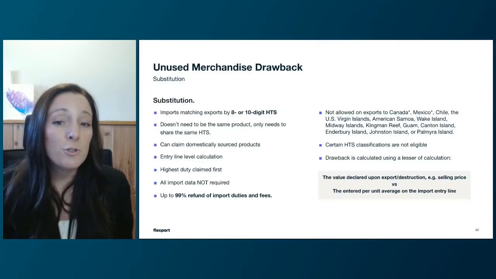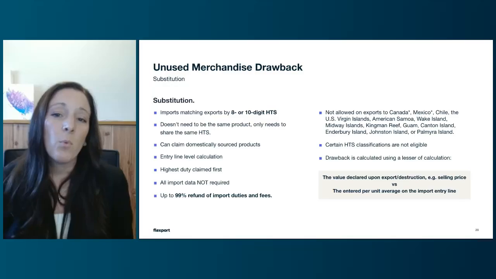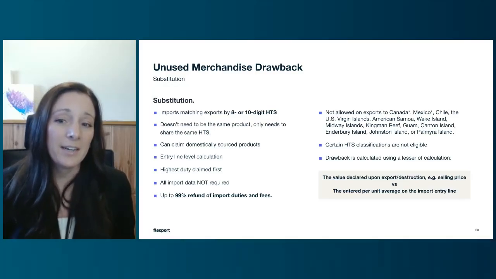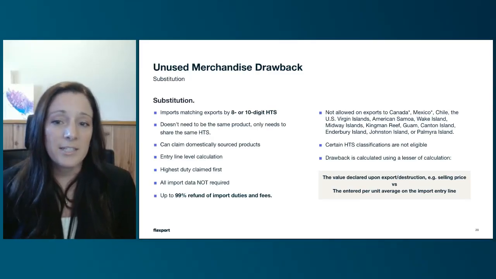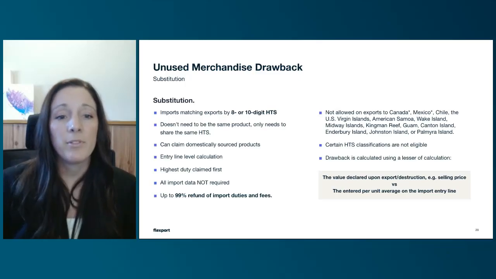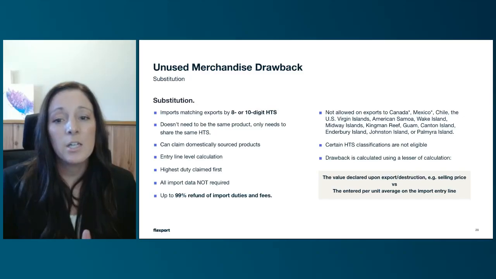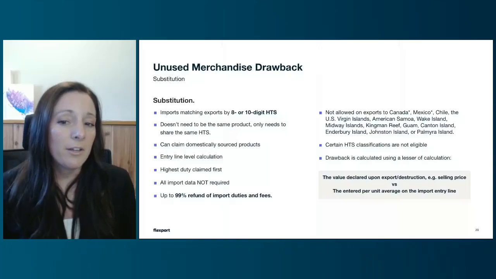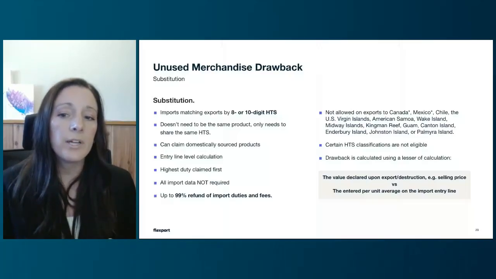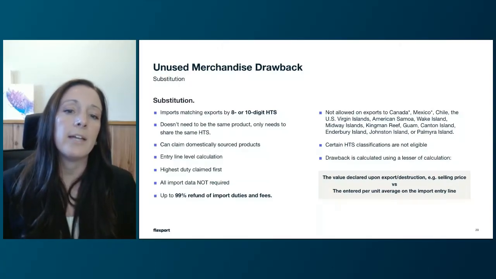Unused merchandise substitution often seems too good to be true, but there are some limitations. One, we are not allowed to claim on exports to Canada, Mexico, Chile, or certain U.S. territories. Additionally, classifications that begin with the word other at both the 8 and the 10-digit HTS level are ineligible. We'll take a look at this in more detail on the next slide. Lastly, drawback is assessed using the lesser of calculation, meaning the duty will be calculated on the lower value of the imported versus exported value. This is calculated by dividing the entered line value by the entered line quantity.